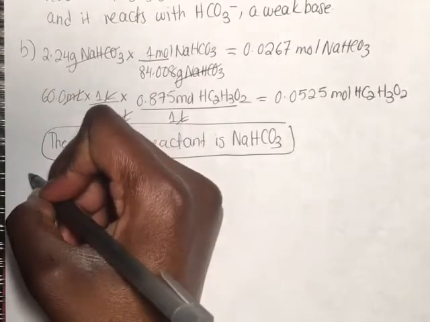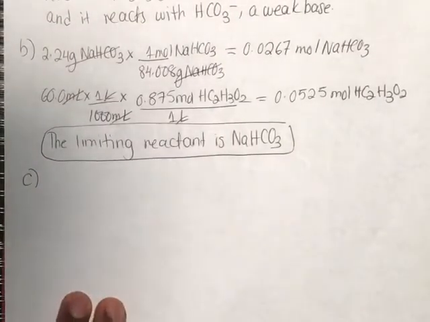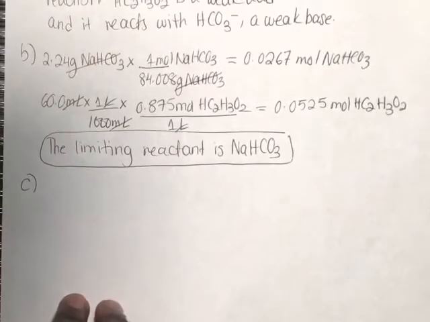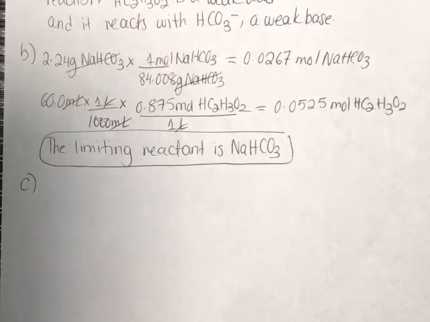Part C. The student observes that the bubbling is rapid at the beginning of the reaction and gradually slows as the reaction continues. Explain this change in the reaction rate in terms of the collisions between reactant particles. Alright, so we know that at the beginning of every reaction there is more reactants than there are at the end. So they ask us to explain this in terms of collision, in terms of the collision theory.